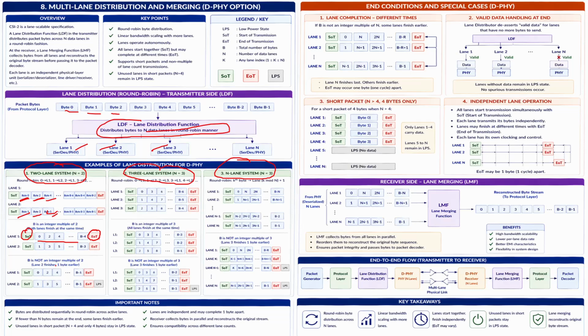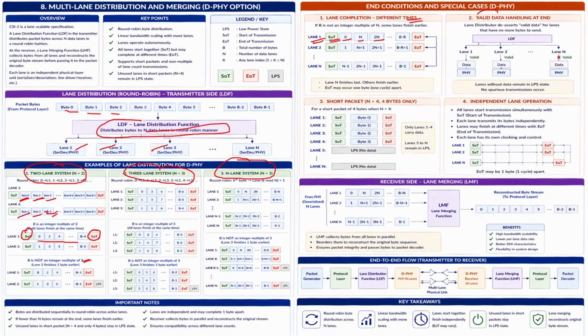If the byte count is not an integer multiple, that means not in multiples of 2, one lane will finish earlier and another later. With uneven distribution, one lane is operating while the other lane is idle, so that data will finish first. Here also see lane completion at different times. Lane 1 transmits the data, start of transmission, then 0, 1, 2 and 3 and so on. So different data are transmitted.